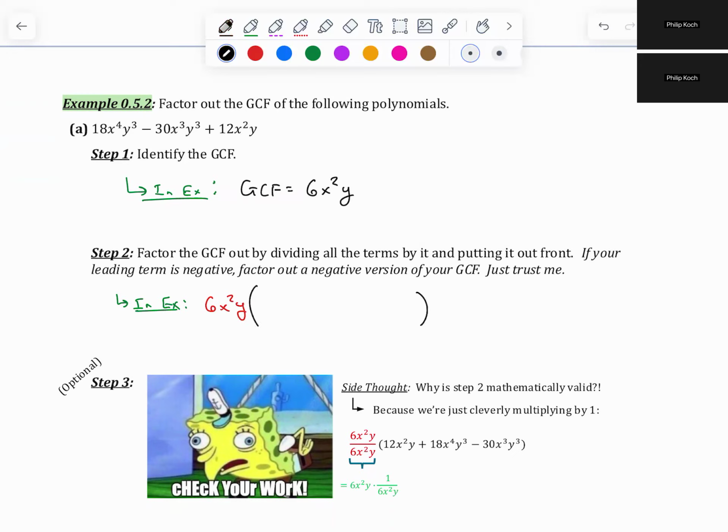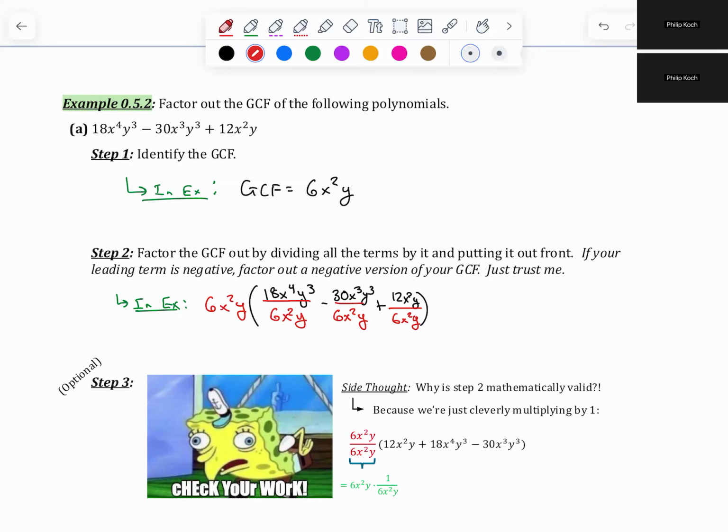And then you've got 18x to the 4th y cubed divided by 6x squared y, minus 30x cubed y cubed divided by 6x squared y, plus 12x squared y divided by 6x squared y. And if you've done this correctly, if you chose the correct GCF, you'll notice that all of those red denominators will go completely away. If they don't, that means you probably messed up. And that happens.